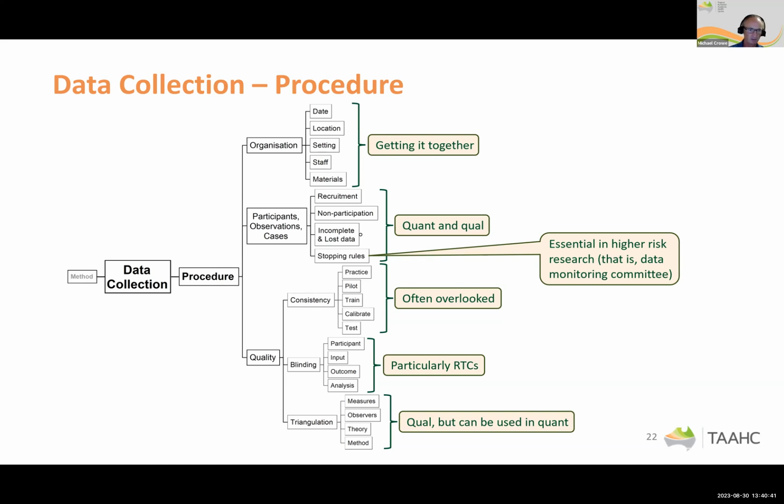Within qualitative research, looking at quality is a thing called triangulation, and you can do this in quantitative as well, but within qualitative, it's collecting data based on, for example, multiple observers, or using different measures, or using different theories or approaches to your research. So triangulation is another method of looking at the quality of the data that's been collected.